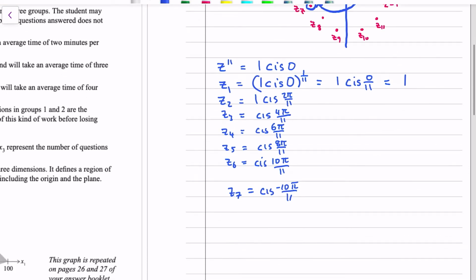And then I work my way backwards. Minus 8 pi over 11. It doesn't matter, if you'd written 12 pi over 11, we would have had to convert it anyway to be able to solve the problem. And then the last one, minus 2 pi over 11.